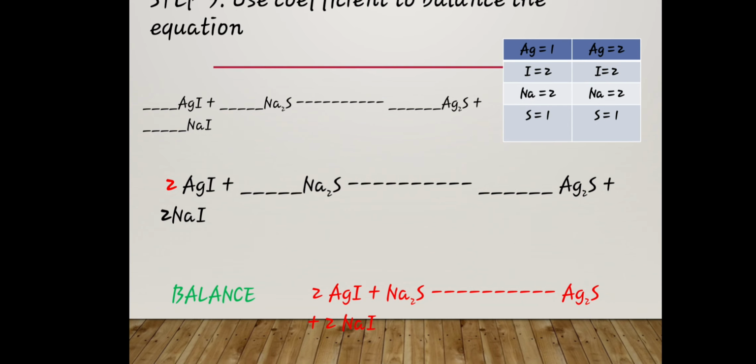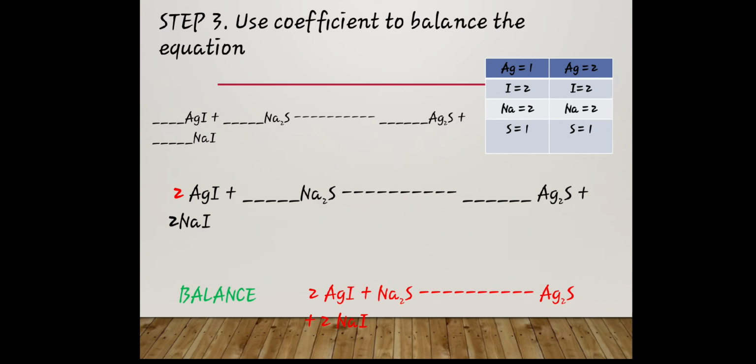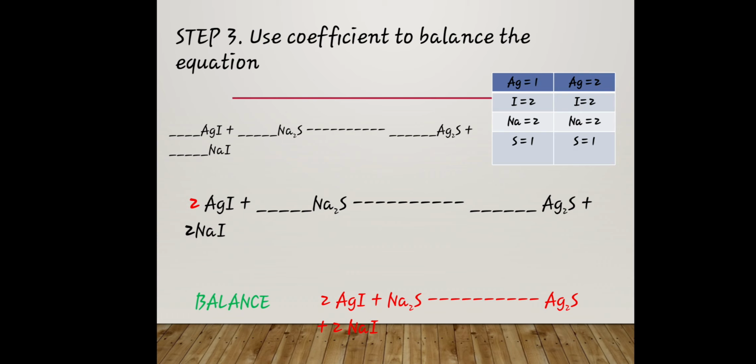So, from not balanced equation to balanced equation. Always remember, use the coefficient to balance the equation, and use a number that can multiply its subscript. Okay, let's move forward.